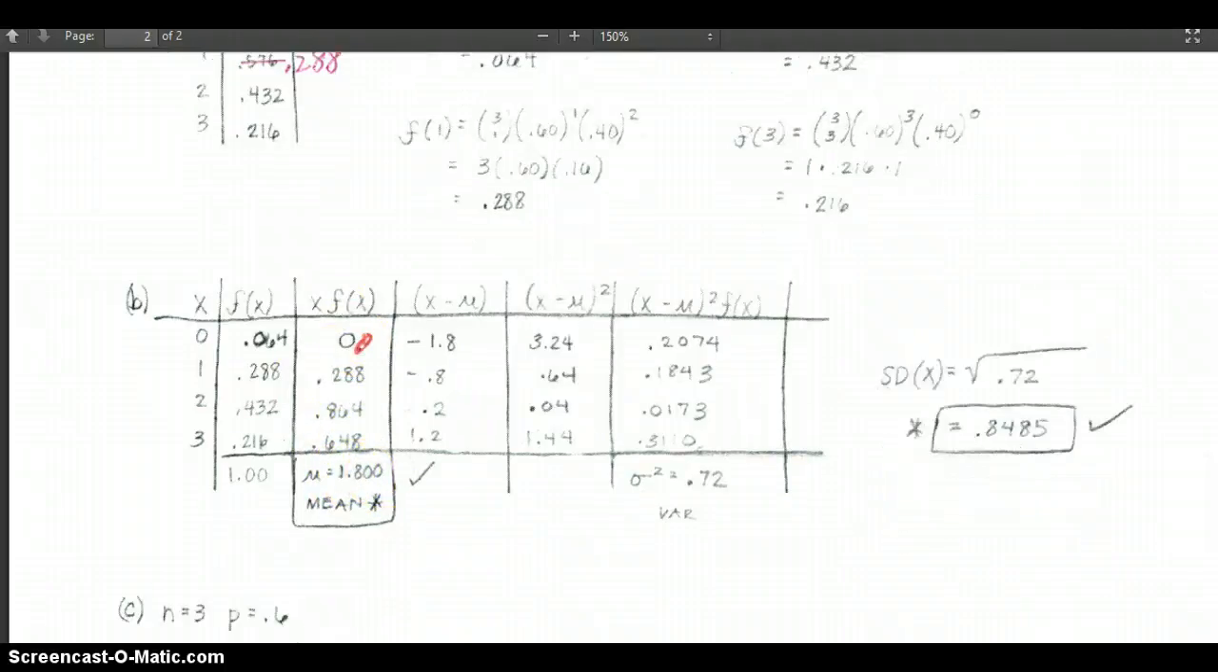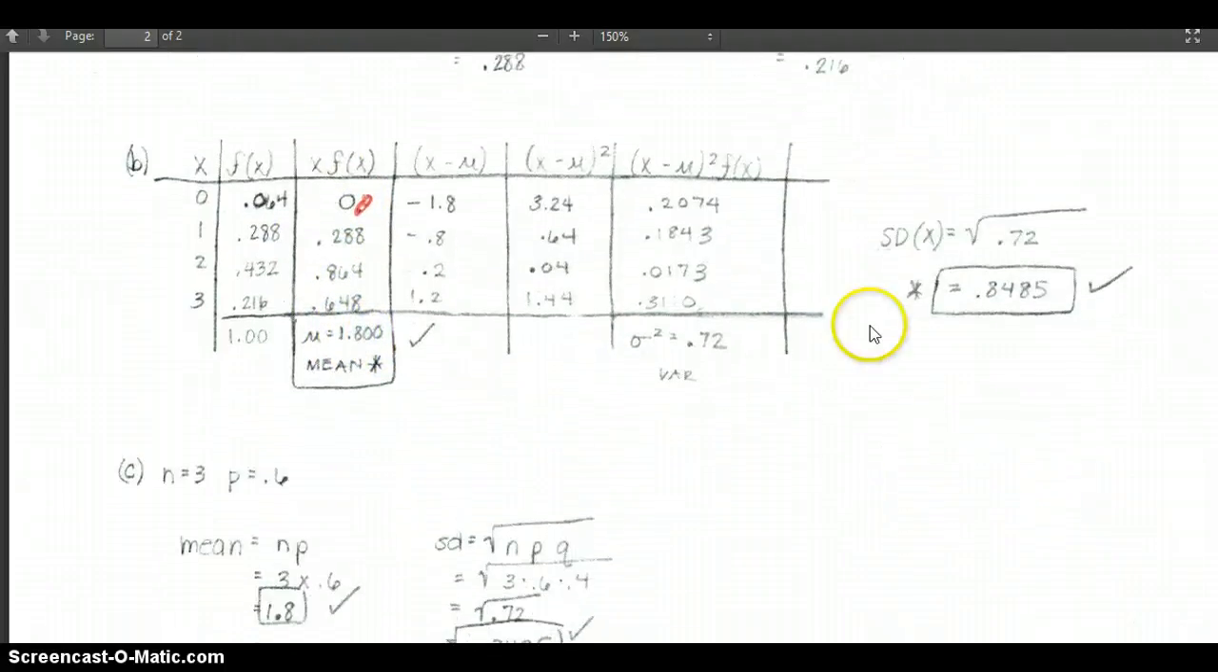Okay, and you can verify this with the formula. The formula given is n times p, which is 3 times 0.6, we get 1.8, exactly the same thing. This formula has been proved, so we don't have to do it the long way anymore. Of course, this formula only works for binomial distribution. If it's not a binomial distribution, then you still have to do it the long way.